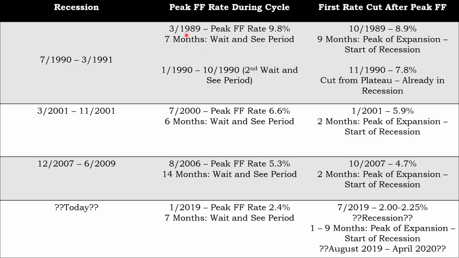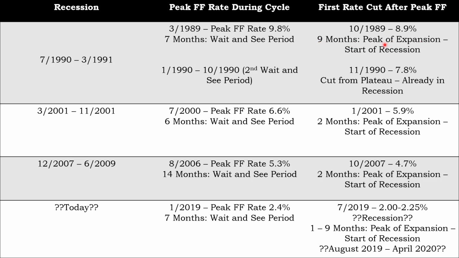If we look here, in March of 1989 the peak federal funds rate was at 9.8%, quite a distance away from where we currently find ourselves. So we had a plateauing effect, or a wait-and-see period, of 7 months. In October of 1989, you had your real first rate cut, and it took us to 8.9%. This was 9 months from the peak of expansion.